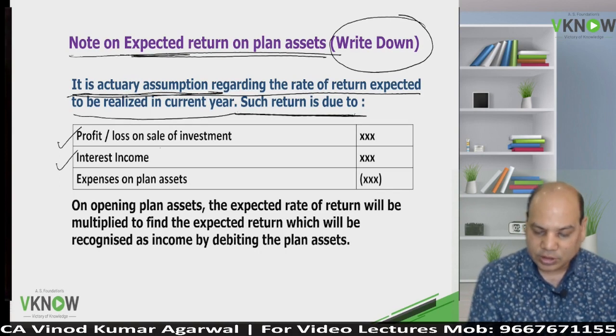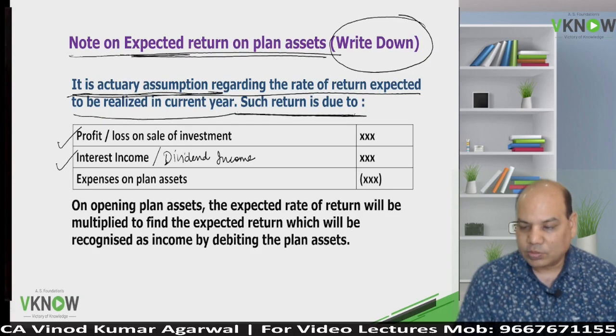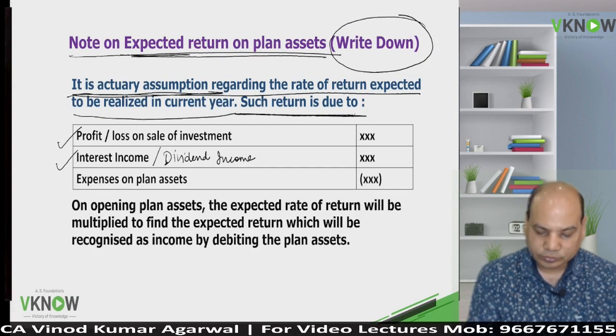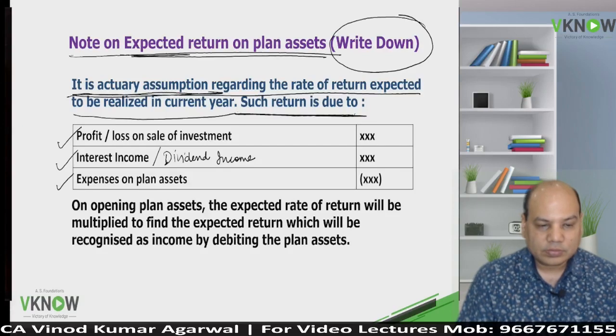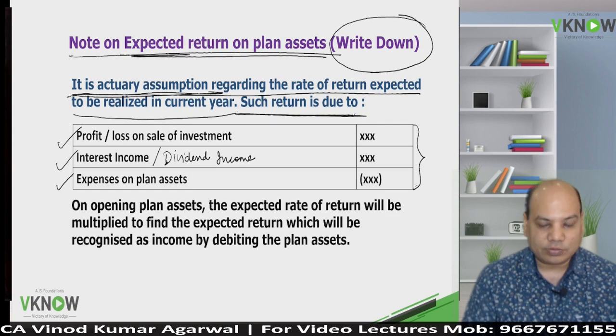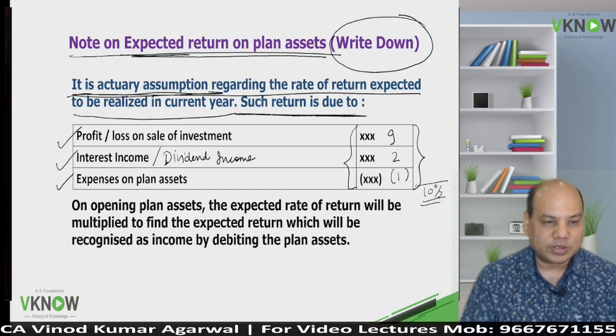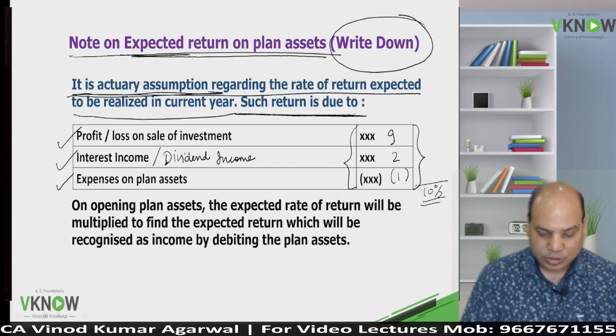Second, write down interest income or dividend income. And third, write down expense on plan asset. Okay, so this is how expected rate of return will be calculated. In your exam, they will give you this is 9, this is 2, this is 1. So you will say the expected rate of return is 9 plus 2 minus 1, 10%, if it is given.